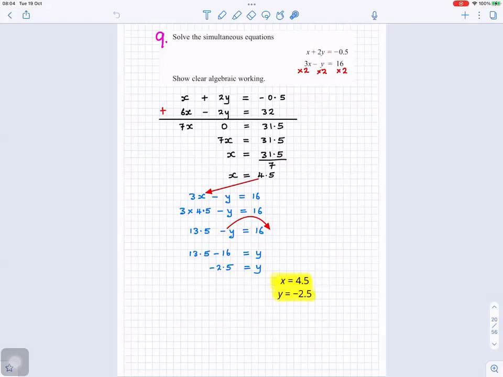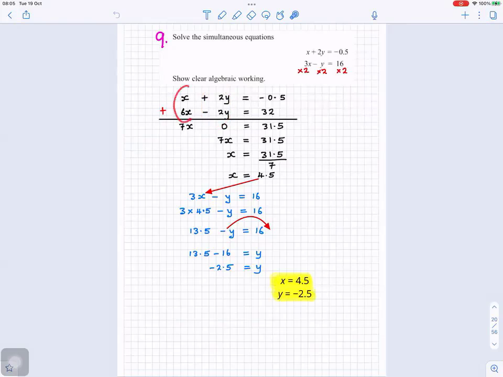So you times the second equation by 2. 3 times 2 is 6, 2 times minus y, and 16 times 2. So you have x plus 2y equals minus 0.5, and 6x minus 2y equals 32. We notice 2y and 2y are the same, and because it is plus and minus, we add them so that these two will become 0.